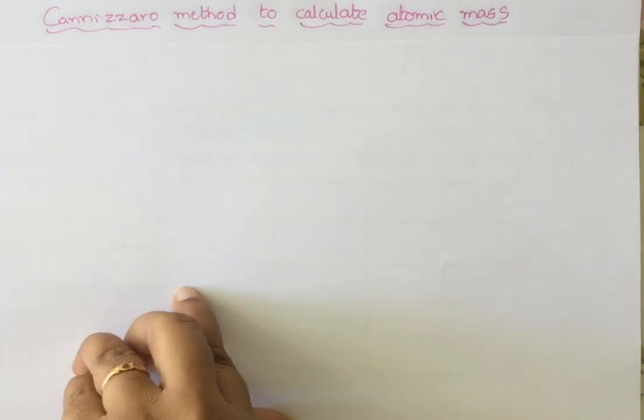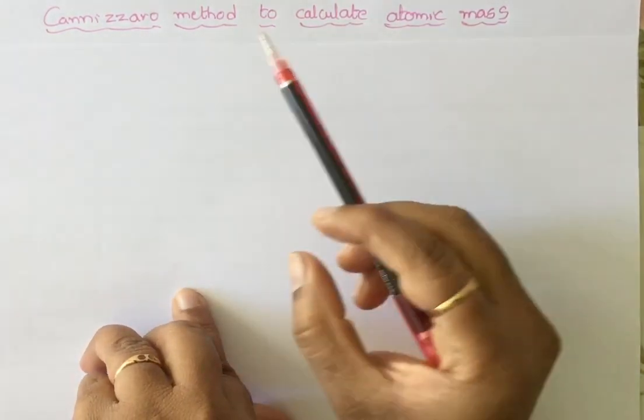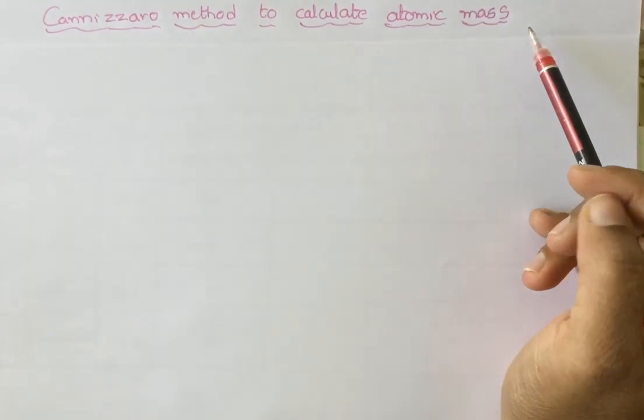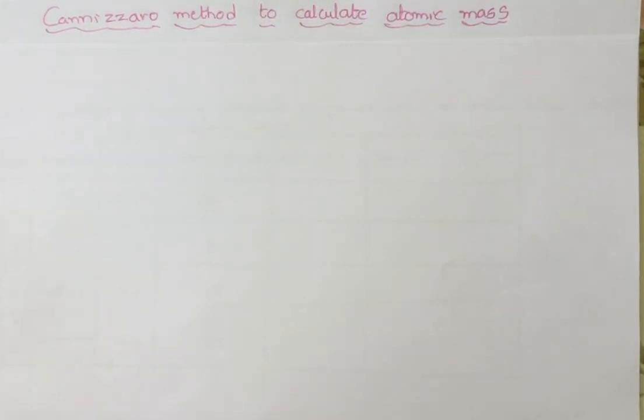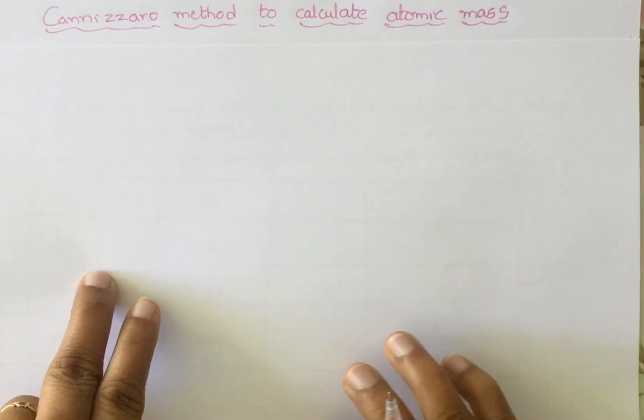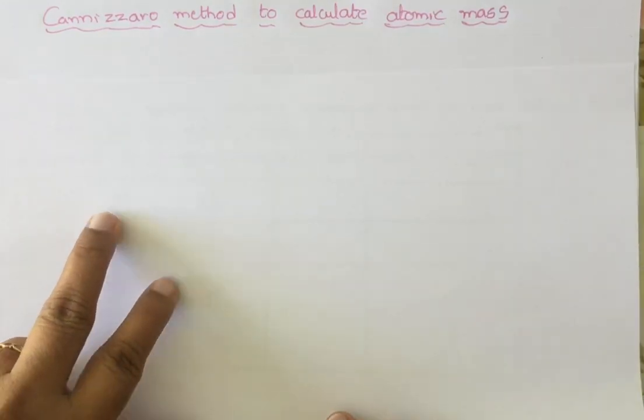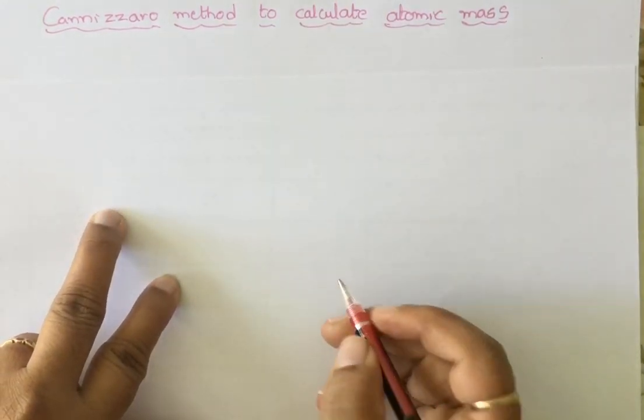Let us discuss the Cannizzaro method to calculate atomic mass, which is a practical method. If we are given different substances formed by a single atom, then we can use the Cannizzaro method to calculate the atomic mass of an atom which can form more than one substance. This method uses molecular mass calculation based on vapor density.